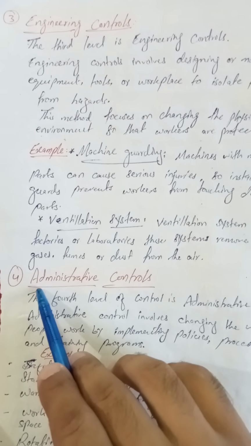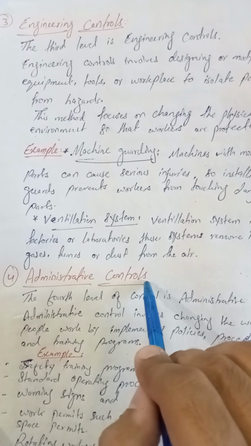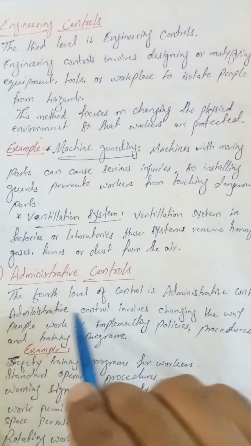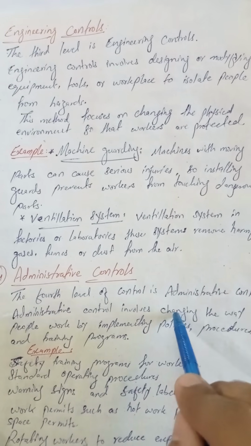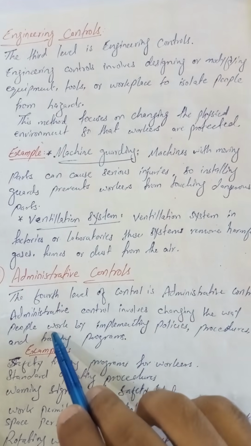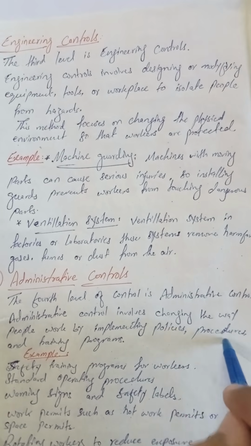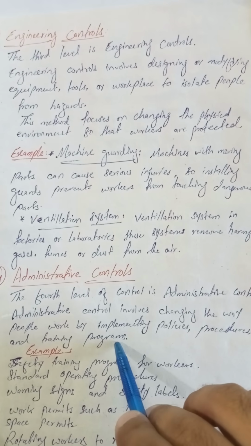The fourth method is administrative control. Administrative control involves changing the way people work by implementing policies, procedures, and training programs.